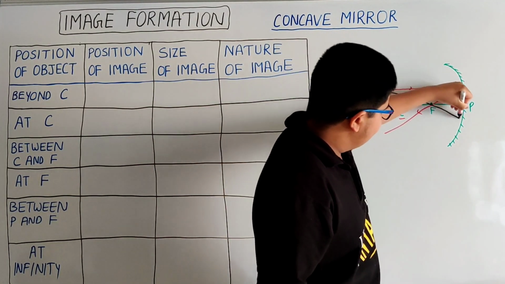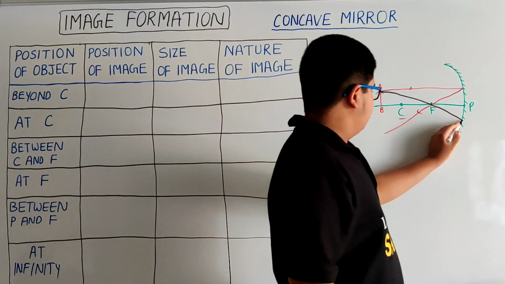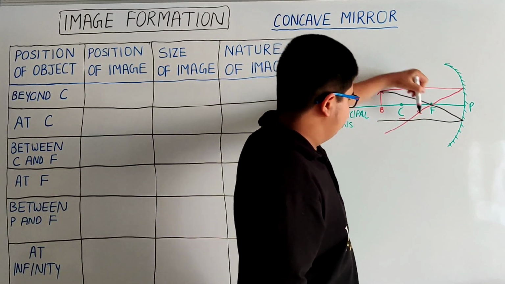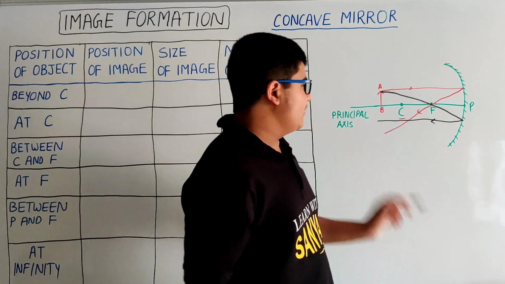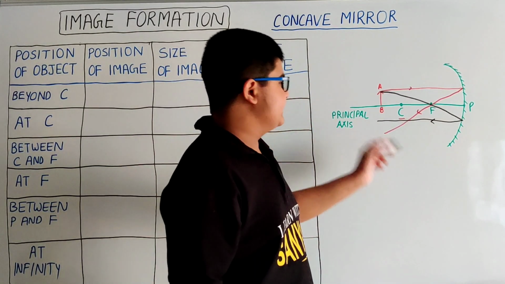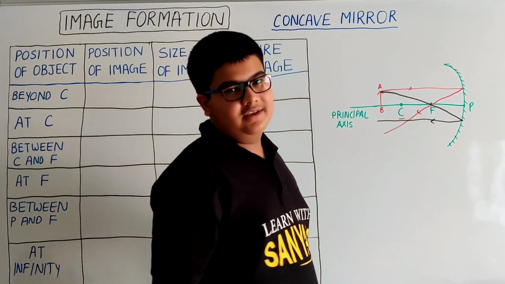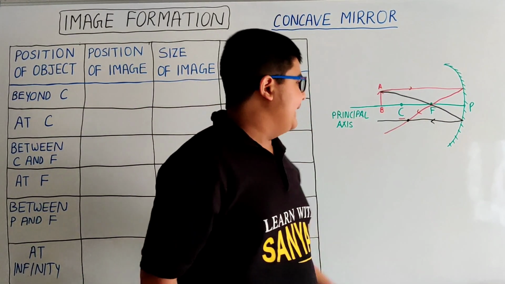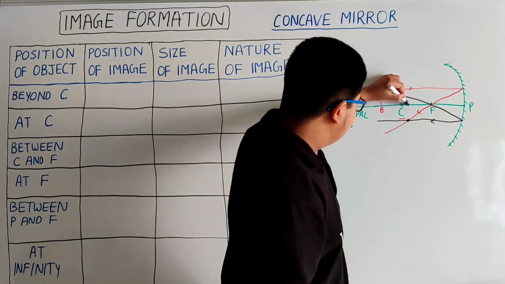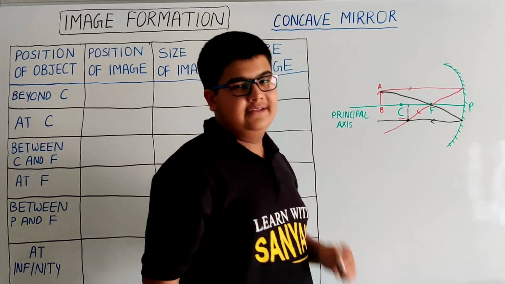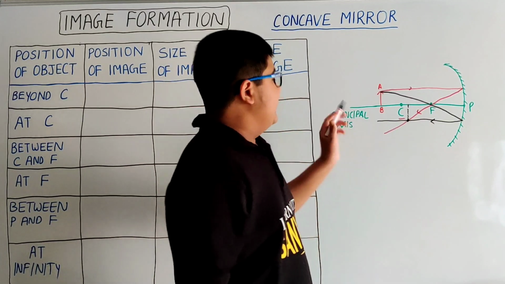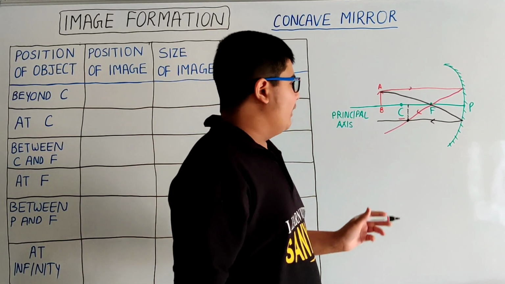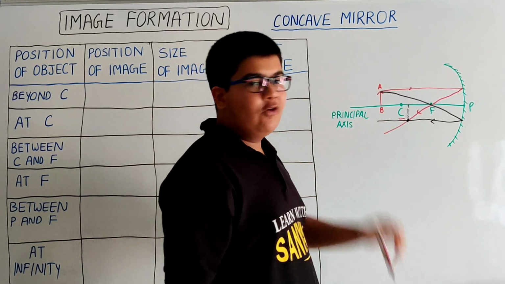we are drawing a ray passing through the focus, and it will be parallel to the principal axis after reflection. Here you can see that it is parallel to the principal axis after reflection. So here we have both the rays, and can you tell me where they are meeting? They are meeting at this point, and you can see that this point is between the center of curvature and the focus. So we can say that if the object is placed beyond the center of curvature, then the image is formed between the center of curvature and the focus.